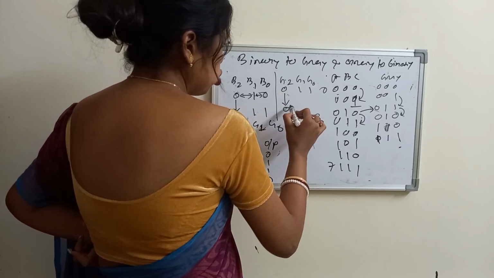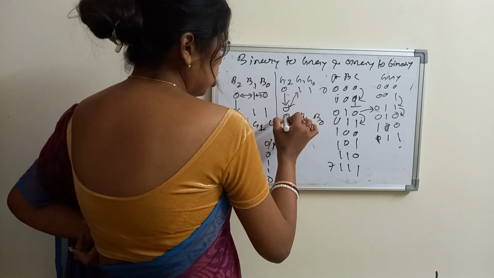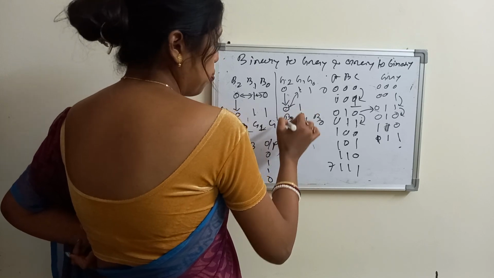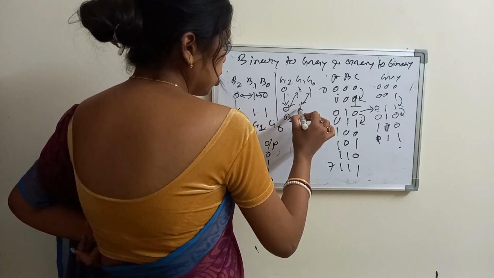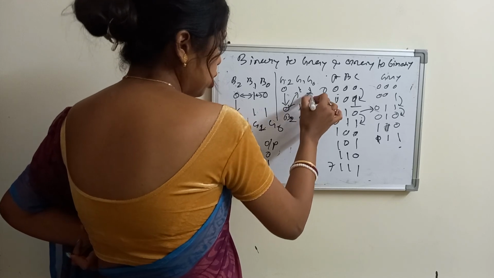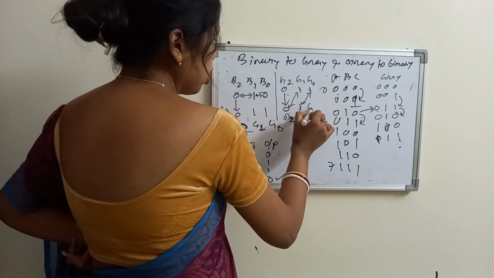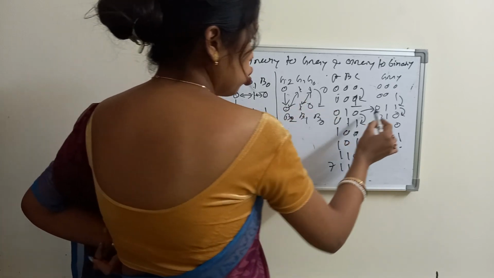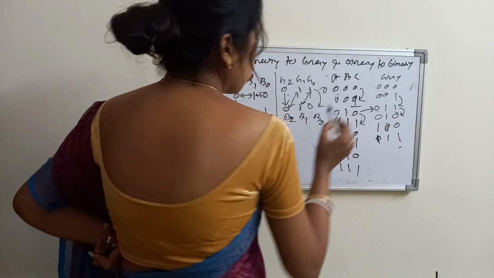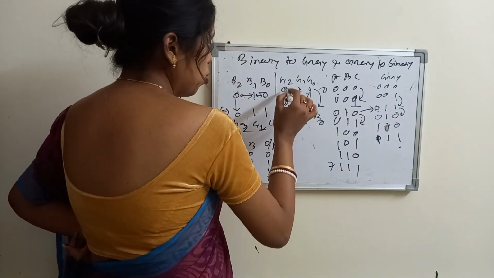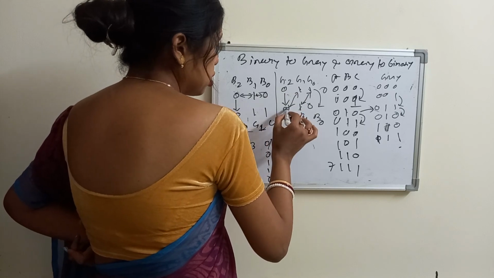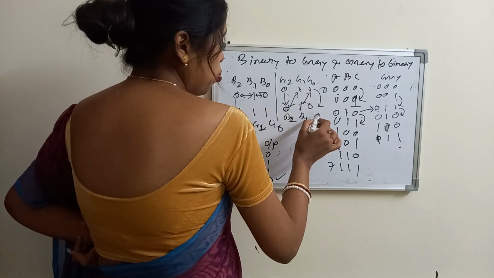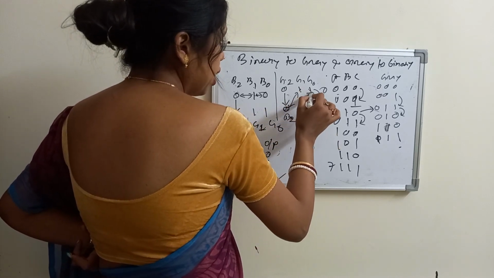Now for B1, the XOR operation between these two bits, that is B2 and G1. Two bits are different, so output will be 1. Again XOR operation between these two bits. These two bits remain the same, output will be 0. Now you can see for the corresponding gray code, this is the binary code. So if it is 0 1 1, the binary code will be 0 1 0. So B2 will remain the same as G2. For getting B1, XOR operation between B2 and G1. For B0, XOR operation between B1 and G0.